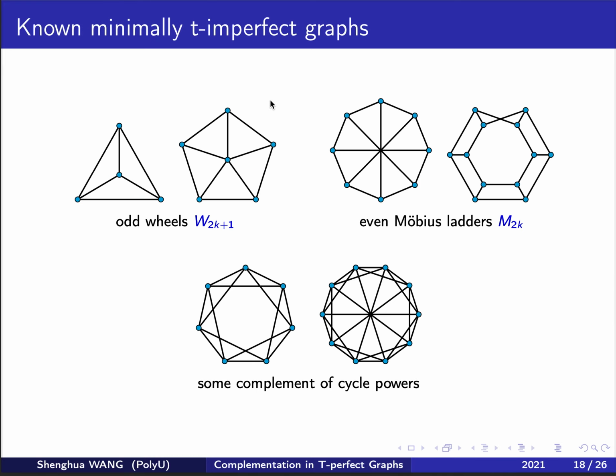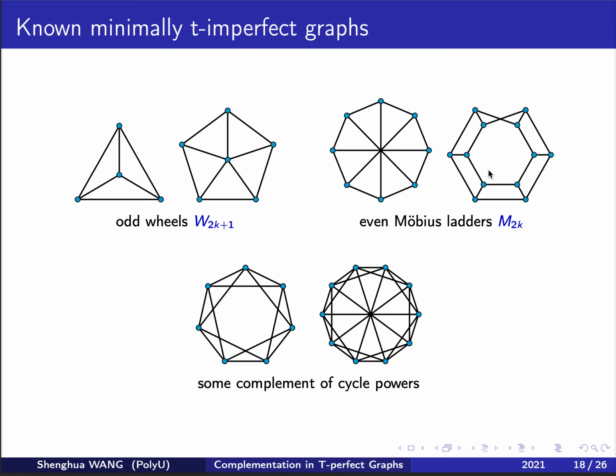Here are some examples of minimally T-imperfect graphs. This graph is the complement of the 7-cycle, and the last one is the complement of C10 to the power of 2. The last two graphs are called complements of cycle powers. If we take a close look at these graphs, the first two graphs have complements that are almost bipartite. Therefore, the complements of these two graphs are T-perfect.